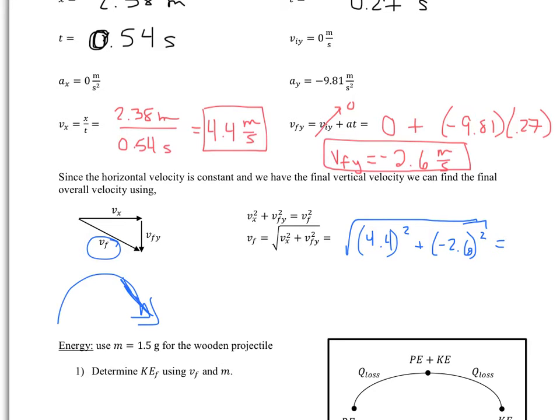And remember, the negative 2.6 squared has got to be positive because you're squaring it. So you don't even really need the negative there. I'm getting 5.1 for mine.